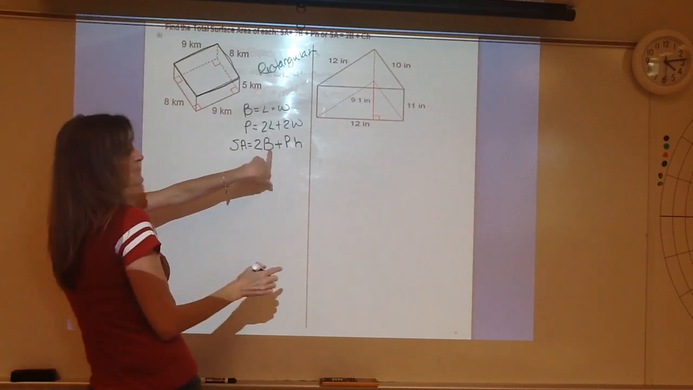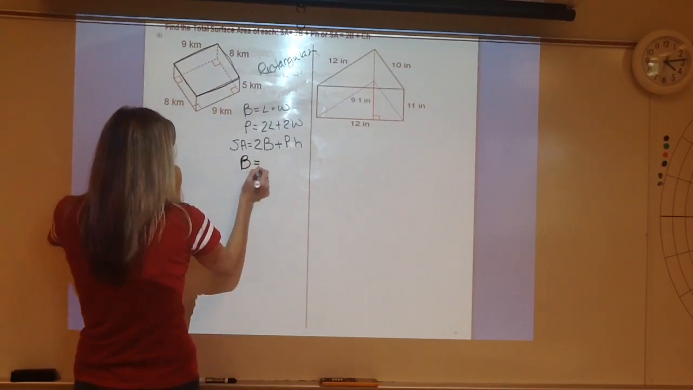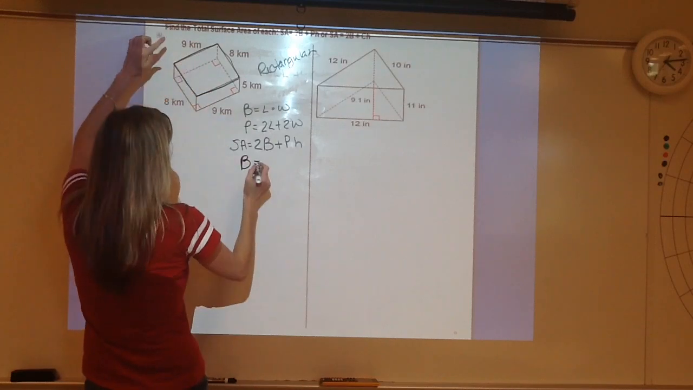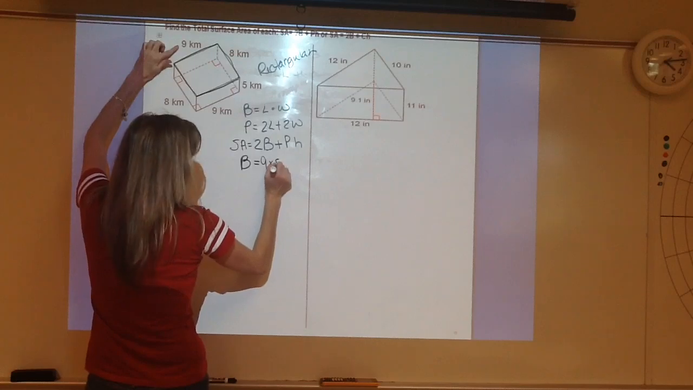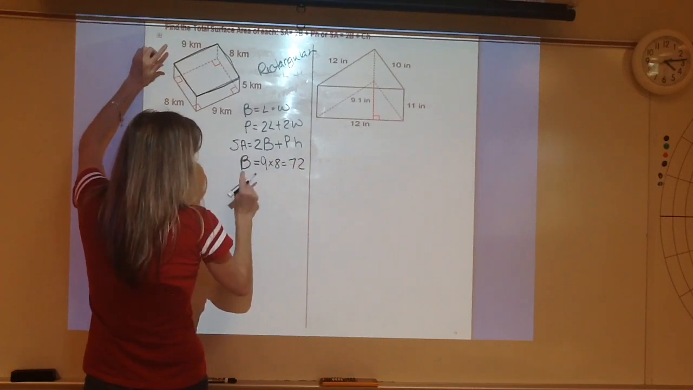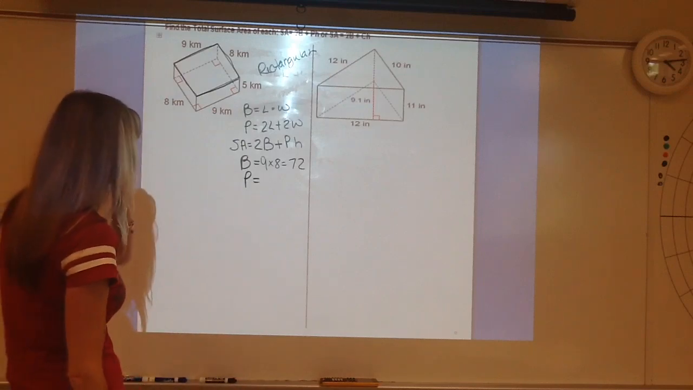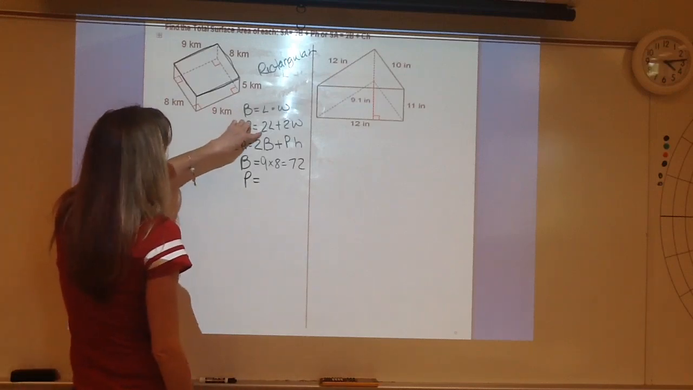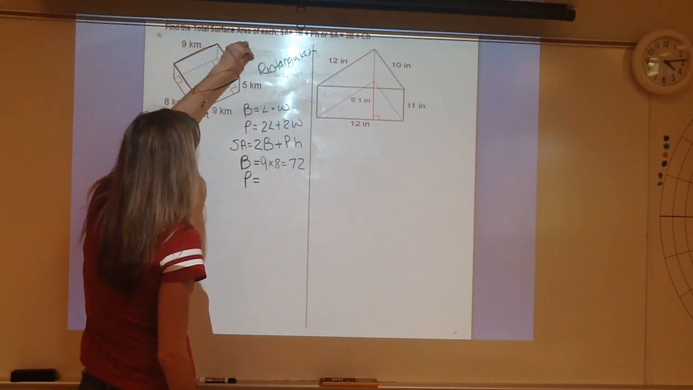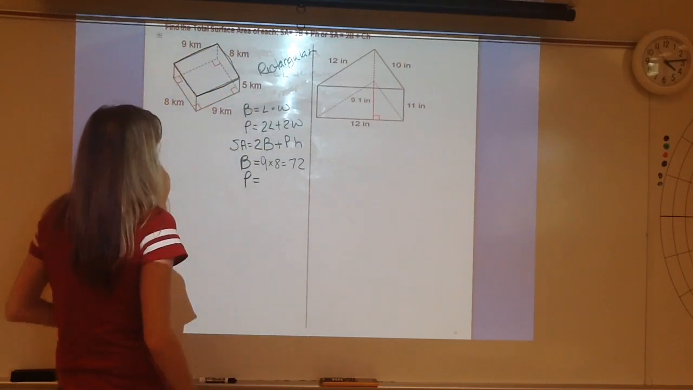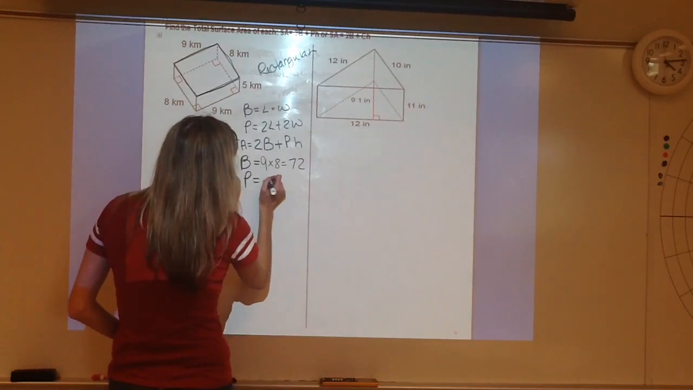So first I need to find the area of the base, which is that rectangle that I have outlined. You can shade it in or outline it. So the area is length times width, which is 72. So big B is 72. The next thing I need to do is find the perimeter, which is 2 times the length plus 2 times the width, or you can go around and add 9 and 8 and 9 and 8. Either way, it's 18 and 16, which is 34.